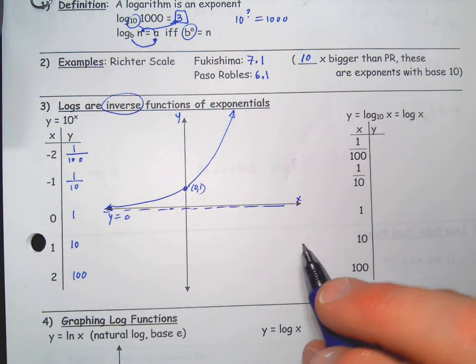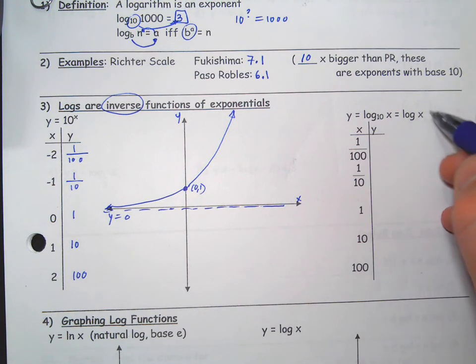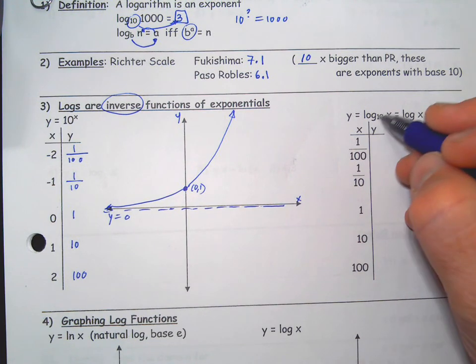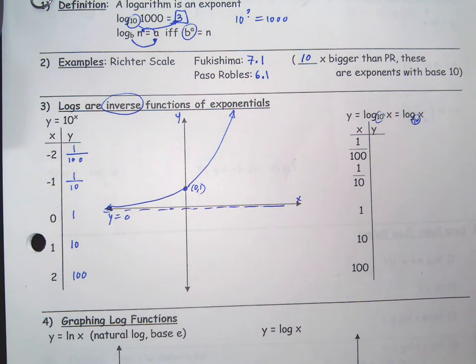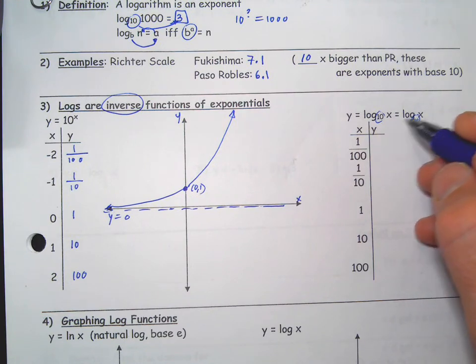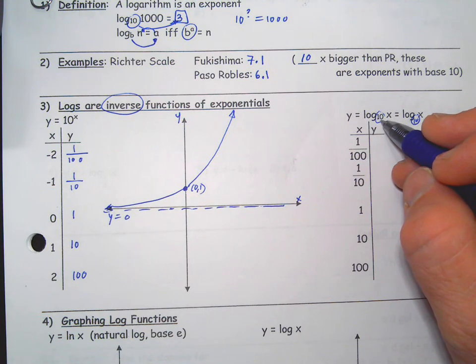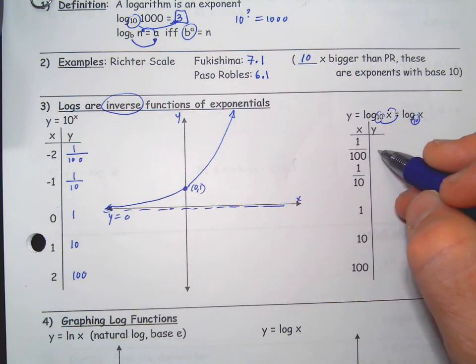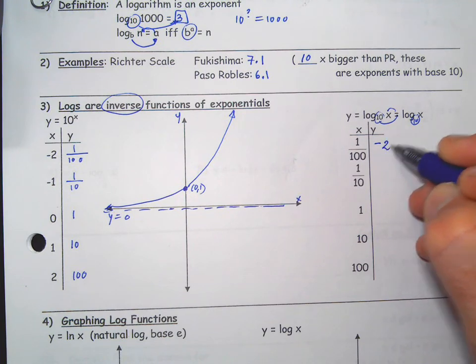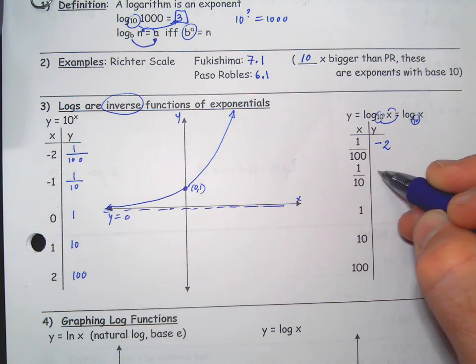Now, let's make a table here. If you don't see a base, that's base 10. It's called a common log because it's very common. We use a base 10 number system. So it's saying, what would you raise 10 to get 1/100th? You'd raise it to the negative 2. What would you raise 10 to get 1/10th? You'd raise 10 to the negative 1.